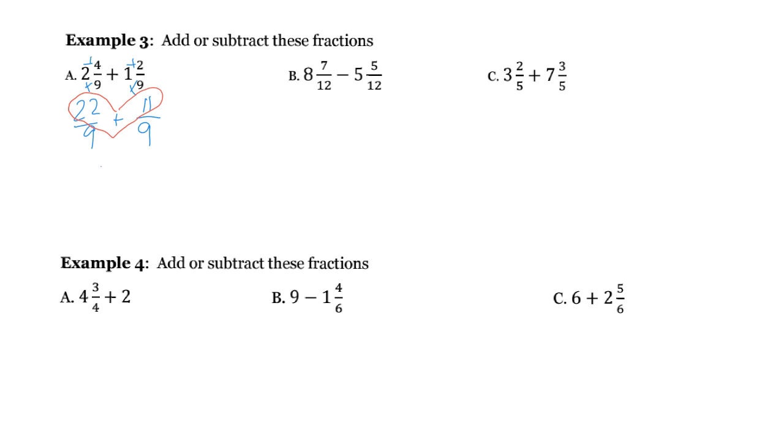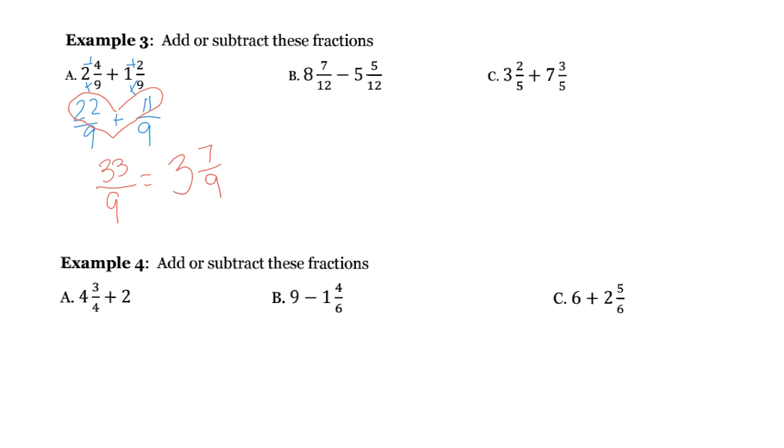22 plus 11 is 33 ninths. Okay. So now we simplify. How many times does 9 go into 33? It goes 3 times with 7 left over out of 9.